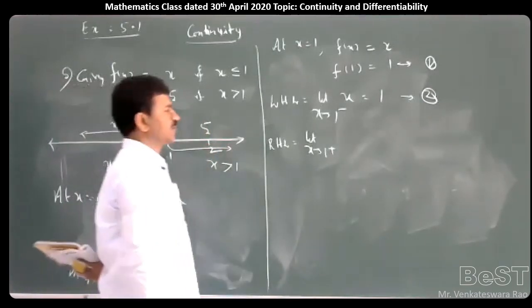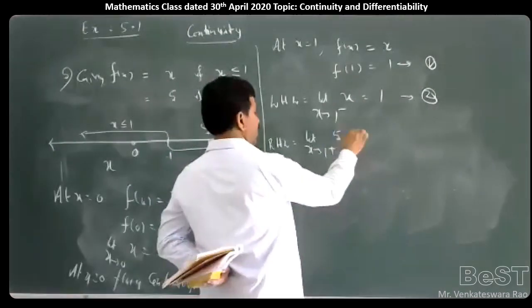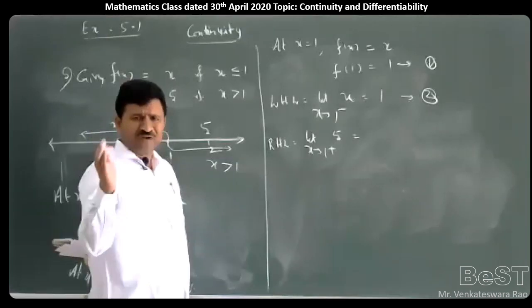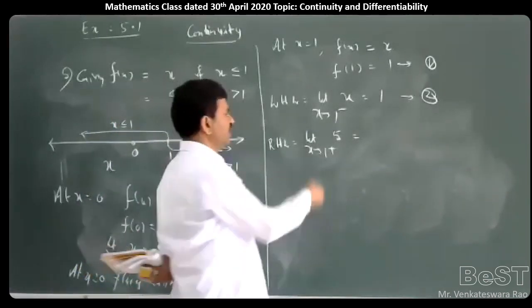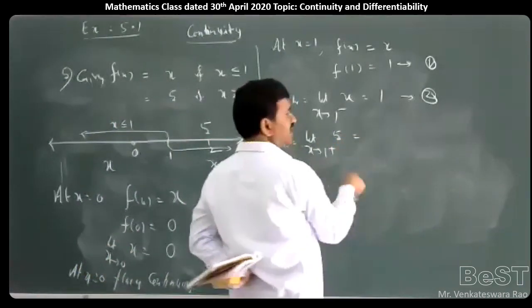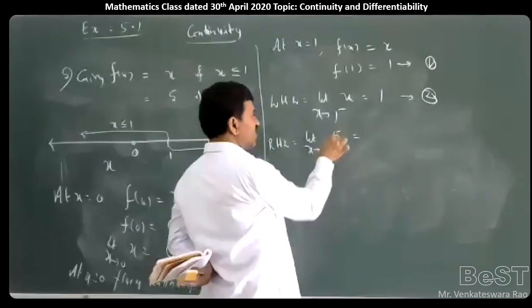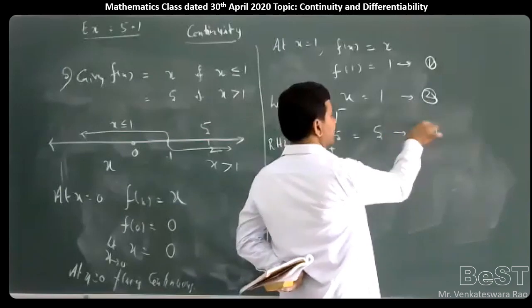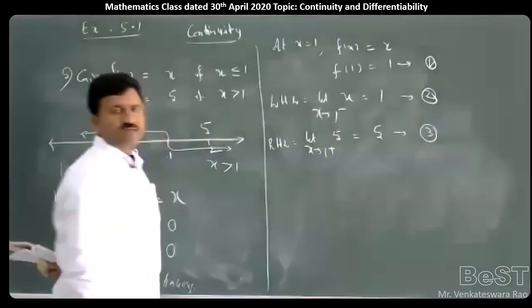5. Limit of a constant, yesterday we discussed. 5 is a fixed real number, it is a fixed constant. So the limit of the constant 5 is 5. So it is equation 3. So what is your observation?